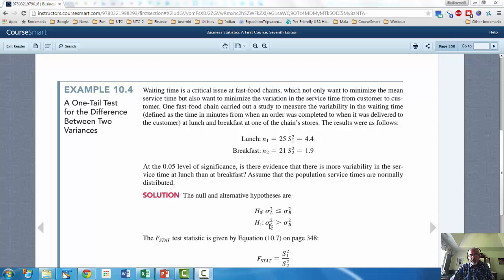So like this, sigma squared sub L, the lunchtime variance, is greater than sigma squared sub B, the breakfast time variance, and the opposite goes in the null hypothesis. So the F statistic will be the ratio of the two sample variances. So let's head on over to Excel and complete the problem.